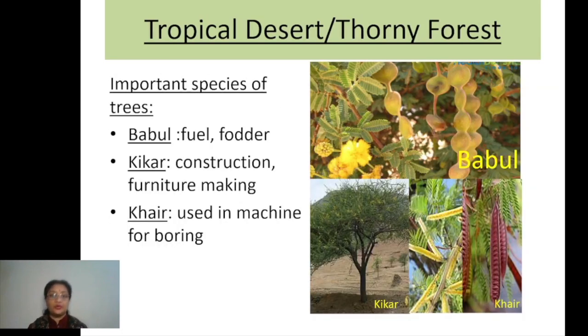Now, what are the important species of trees which we can find there? Especially acacia trees can be found in such conditions. A few names are, suppose, babool tree, you must have heard about it, babool, kikar. These are the trees which belong to that category. Khair is again a type of tree which is found in such dry conditions.